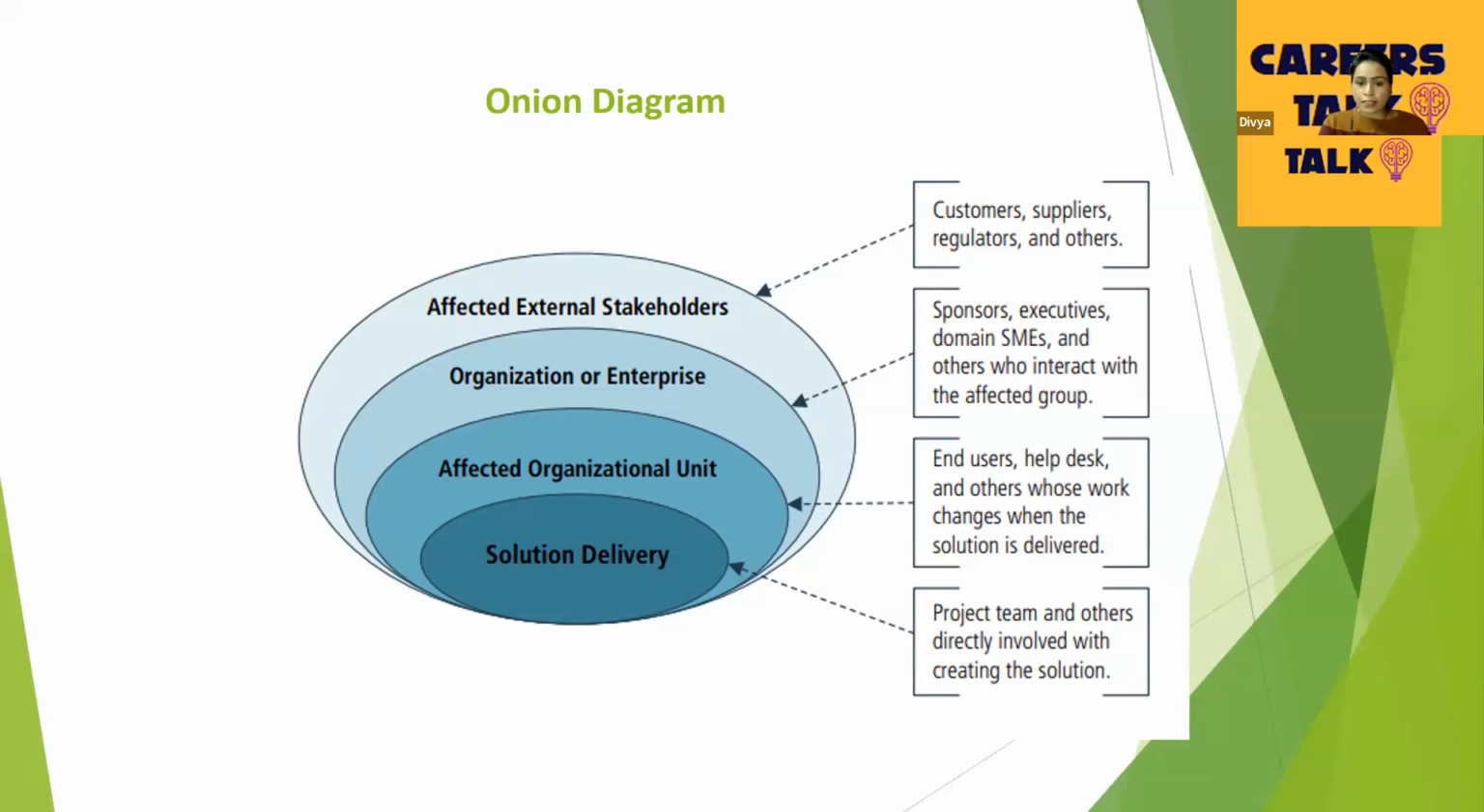And then affected organizational units. These are the stakeholders who are actually affected when a product is delivered. If you are automating a process, who is actually affected by this automated solution? Those are the people who are affected. And when you are developing a product, who are the people who are going to use that product? Those kinds of stakeholders come into this layer. They can be the end users, help desk, or other people who are actually using your solution.